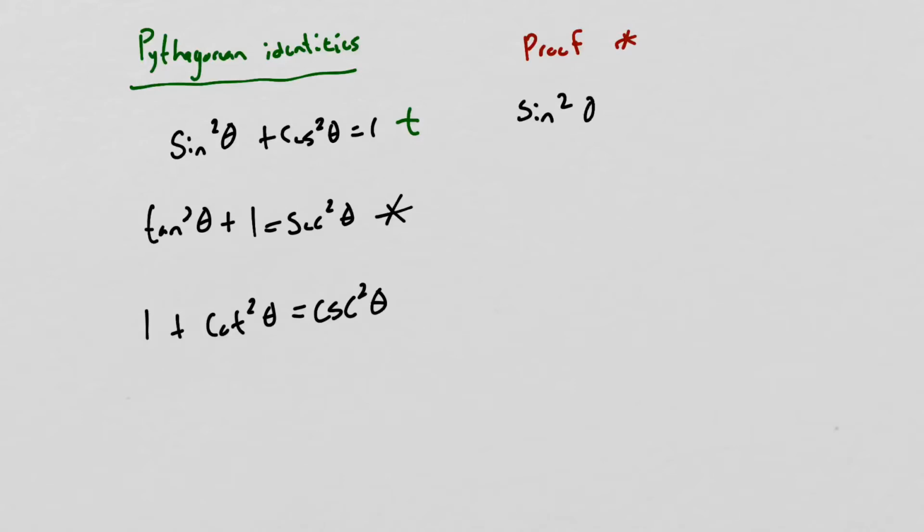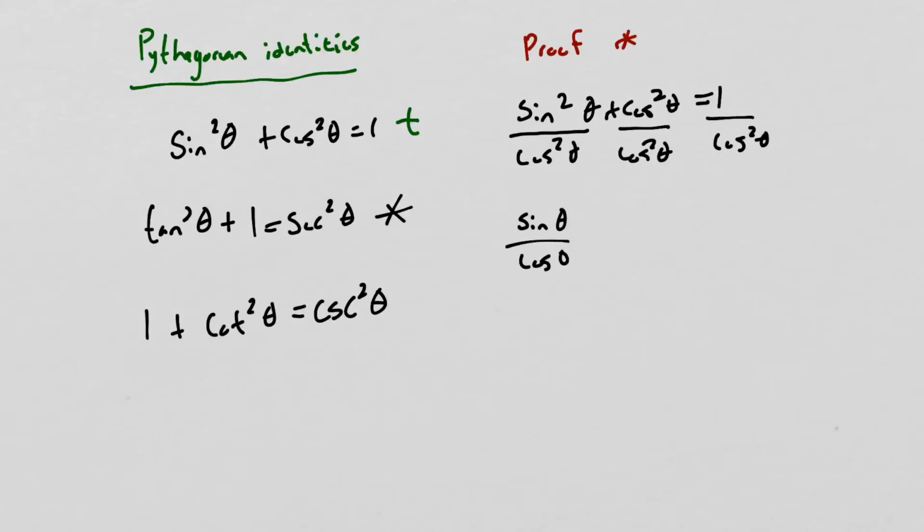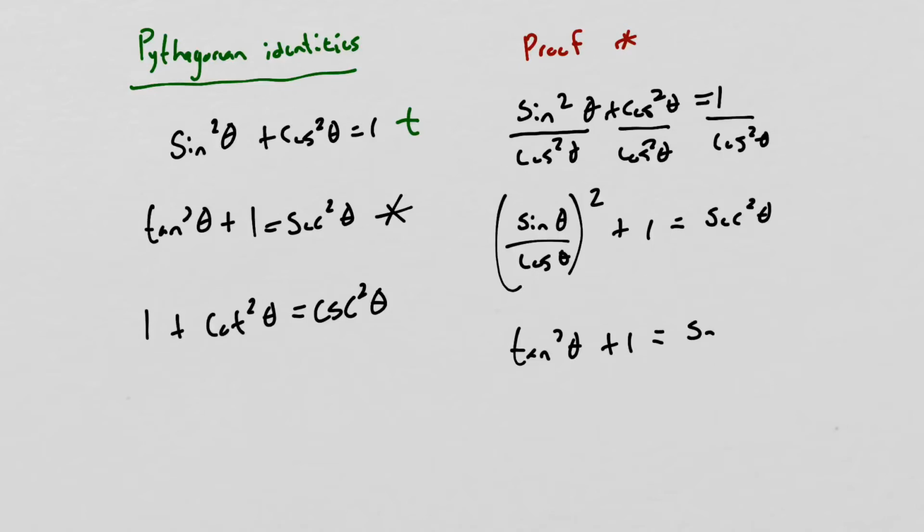Starting off with sine squared theta plus cosine squared theta is equal to 1, if we divide both sides by cosine squared theta, then we see that the cosine squared thetas cancel out and we're left with 1. So this will become sine theta divided by cosine theta, raised to the second, plus 1 is equal to secant squared theta. And since sine divided by cosine is tan theta, we get tan squared theta plus 1 is equal to secant squared theta.